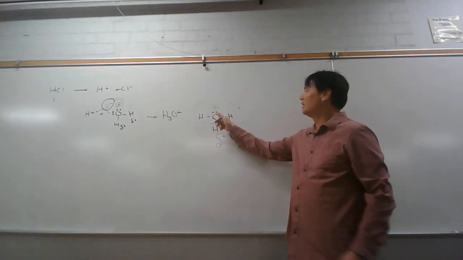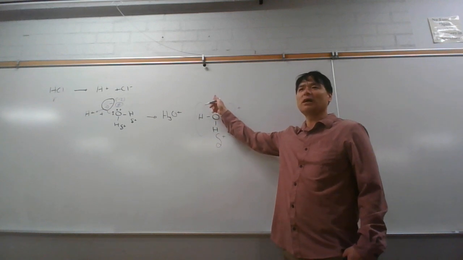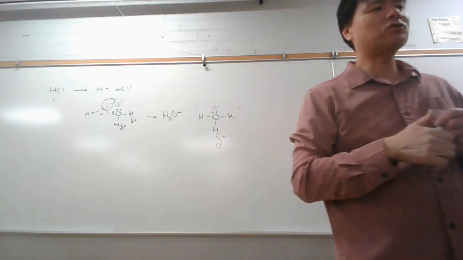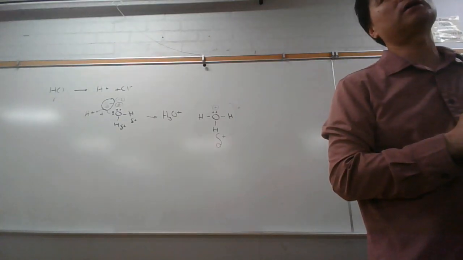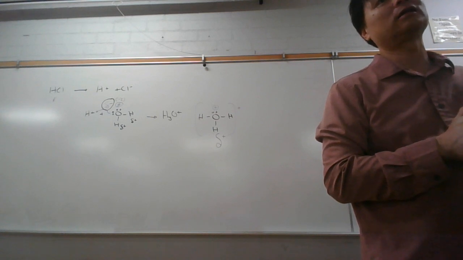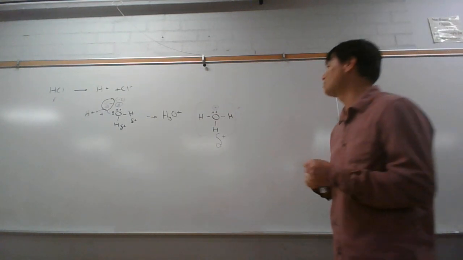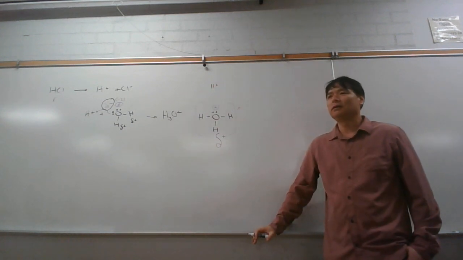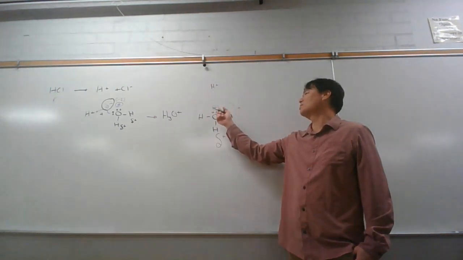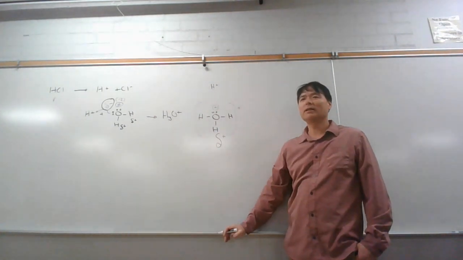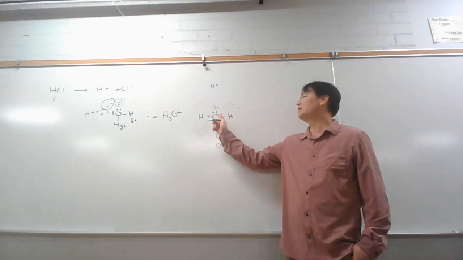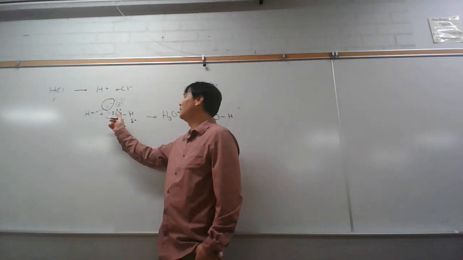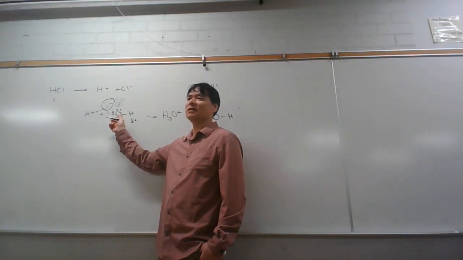Now, could this lone pair attack another H plus? What do you think? Because we know that Lewis bases are electron pair donors, so there's one more electron pair on oxygen. Will it attack? No, you wouldn't expect this oxygen to attack another H plus. Why? Because they have a similar charge. They're the same charge, and chemistry is electrical. They're going to repel each other. And so this oxygen now is no longer basic, basic meaning electron pair donor.